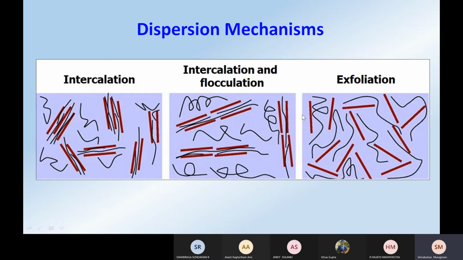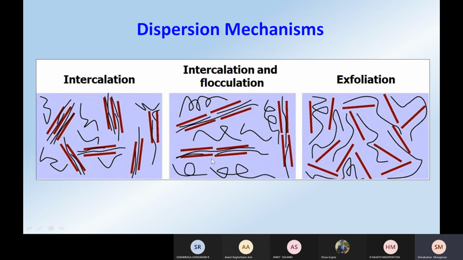And sometimes what will happen is that each clay layer will not be increased actually. Rather, two, three layers combine together, and then there will be a huge gap. So likewise, there will be a morphology, and the nanocomposite dispersion will happen. That is called maybe intercalation as well as the flocculation based concept.